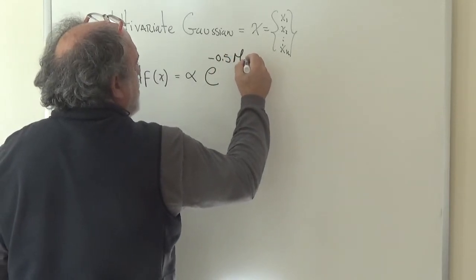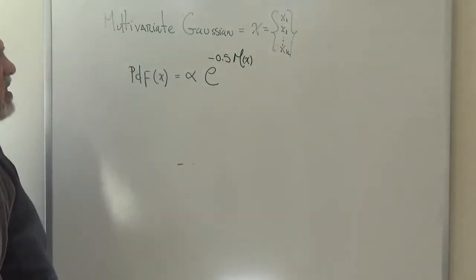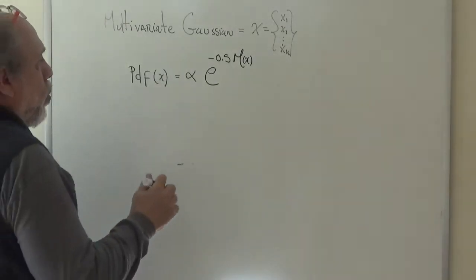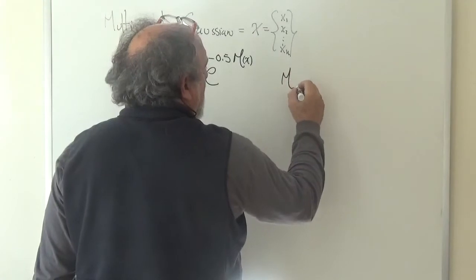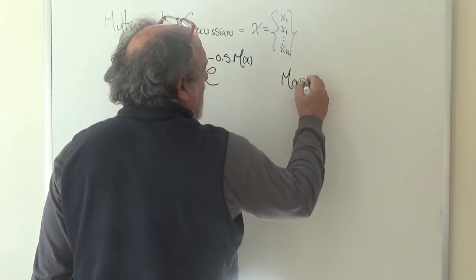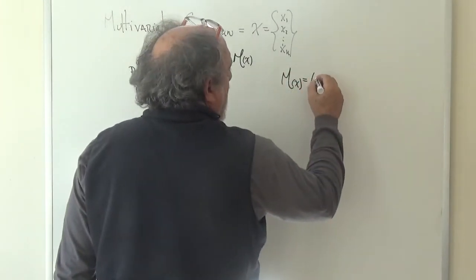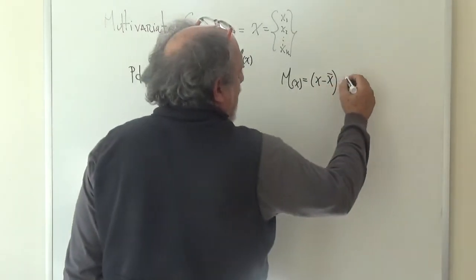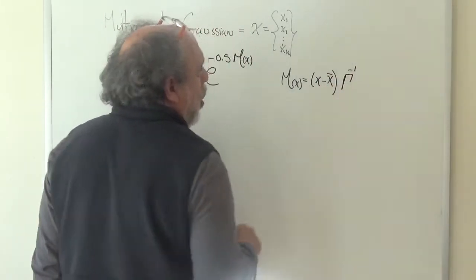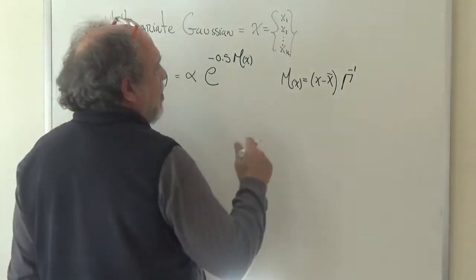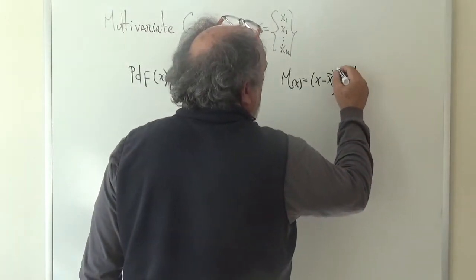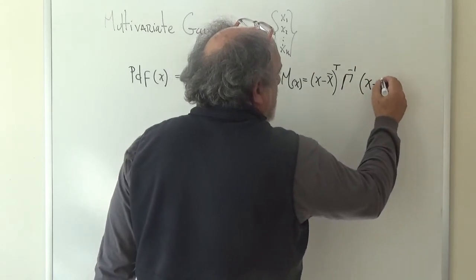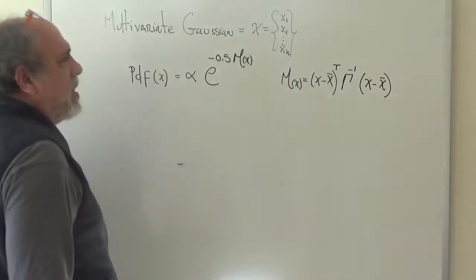Okay, so the multivariate Gaussian has a PDF which is given by, or at least I like to write it like this, a certain constant times e to the minus 0.5 times a function called the Mahalanobis distance that depends on the vector x, where the Mahalanobis distance of the vector x is x minus the mean of the vector x, transposed, multiplied by the inverse of the covariance of the vector x, times the vector x minus the mean of the vector x.